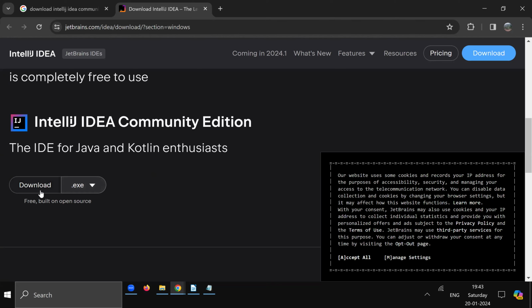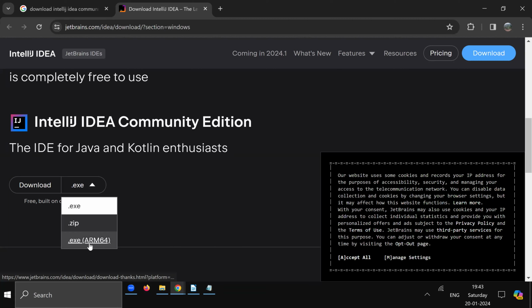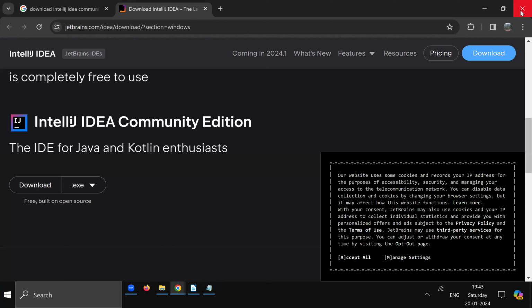Okay, you press the download button and an executable file will be downloaded. So always download the executable file. Don't download the zip file. Don't even download .exe ARM64. That is meant for a different environment. Download .exe. Just press download. Make sure that .exe is set here and press download. An executable file will be downloaded. Double click on that file. That's all. Installation begins.